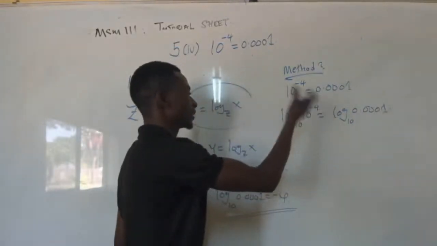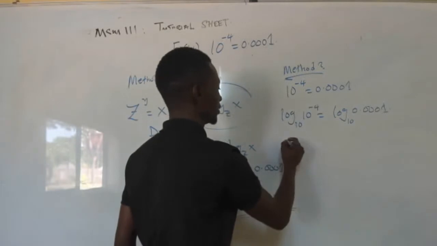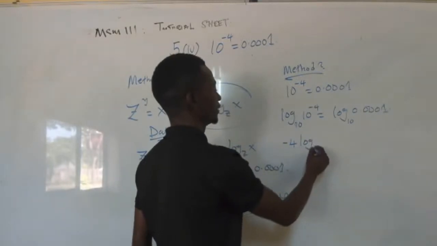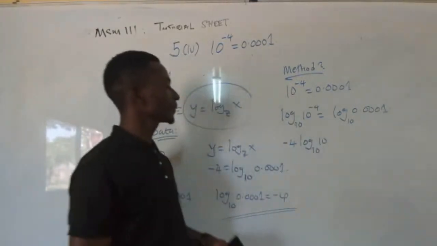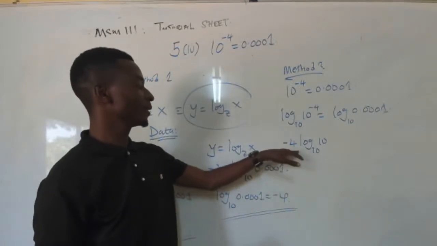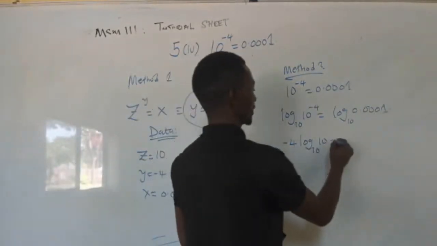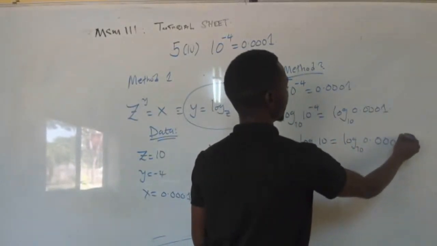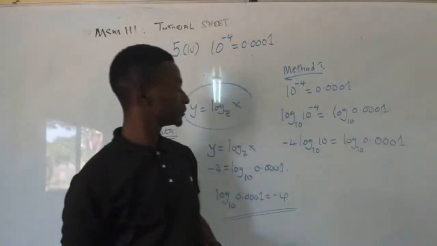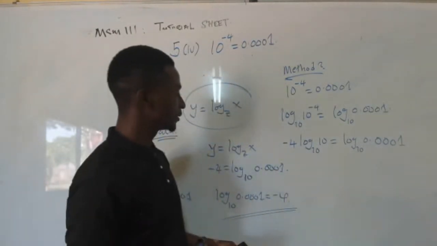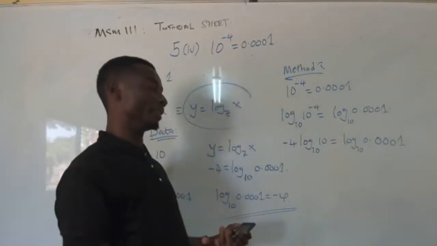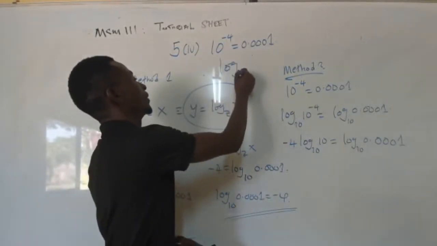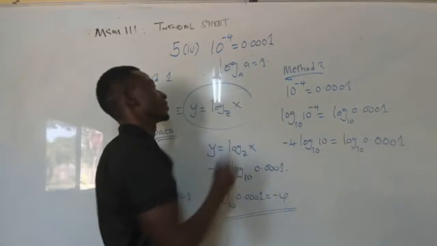We use the rule that we used. We drop the power there, negative 4, then log 10 of 10. So we have negative 4 log 10 of 10 equal to log 10 of 0.0001. Now let's continue. What is log 10 of 10? It is 1. We know that log A of A is equal to 1.